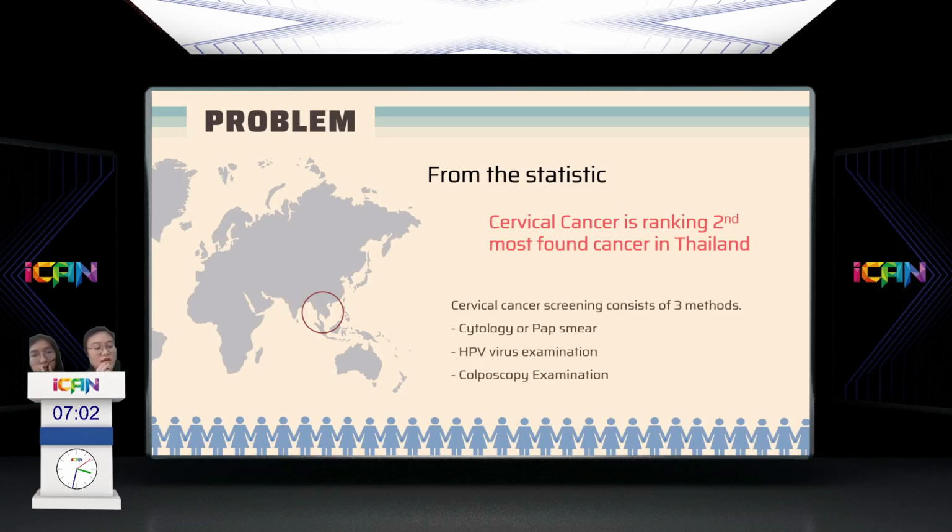The diagnosis for cervical cancer can be done by three methods. The first one is the pap smear. The second one is the HPV virus examination. If the result of the first and second method is abnormal, we will go to the third method, which is the colposcopy examination.